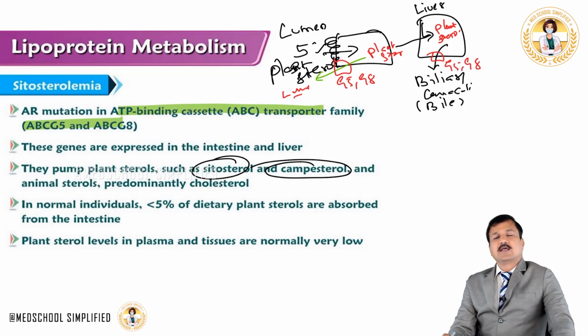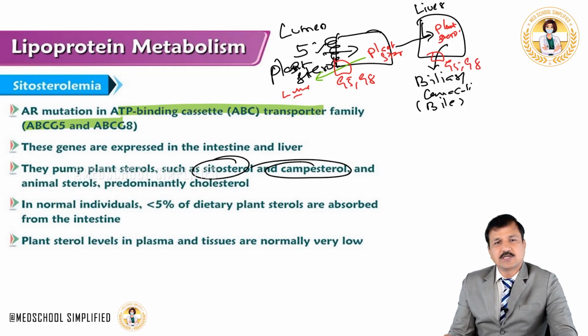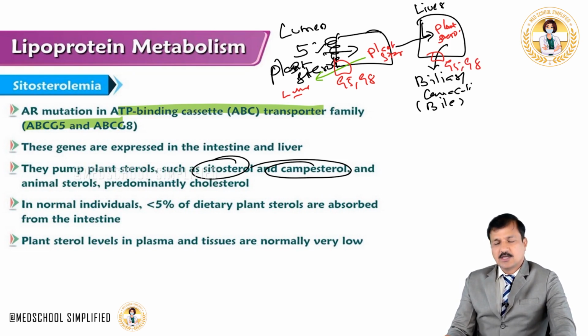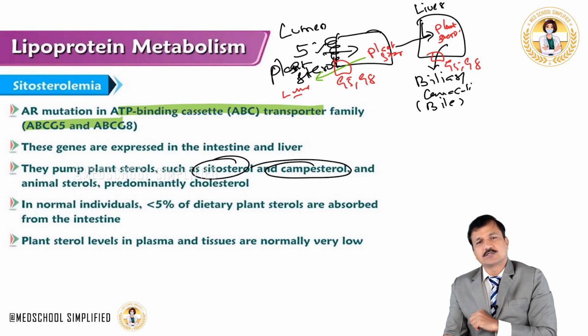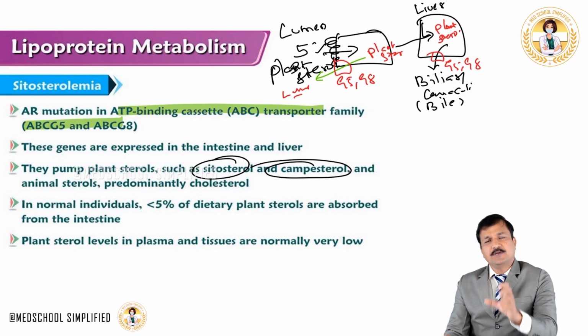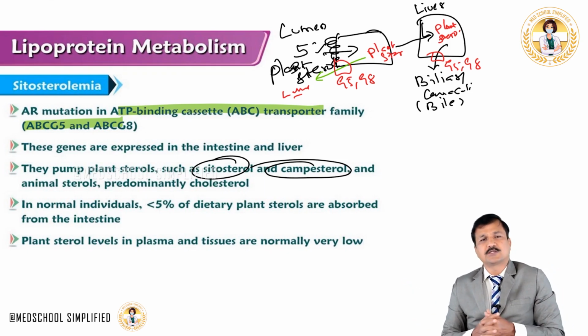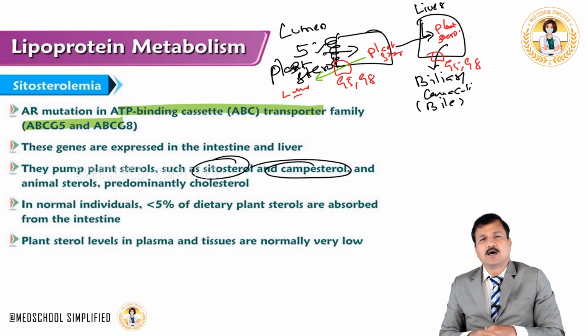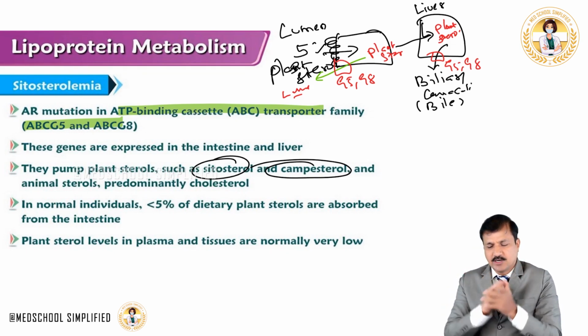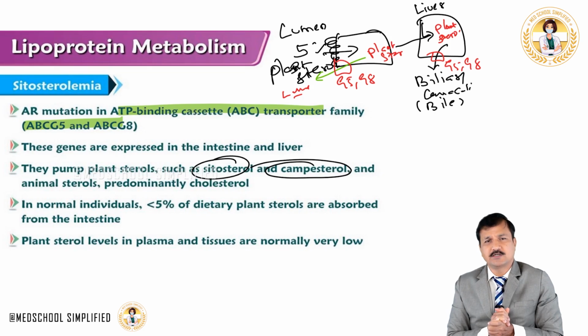And like this, because of the action of ABCG5 and G8 transporters, our body generally doesn't contain sitosterol and campesterol in the blood or in the cell membrane. That is because ABCG5 and G8 transporters make sure they pump that plant sterol back into the lumen, in the intestine and also in the liver. So this is the normal function of the G5 and G8 transporter.